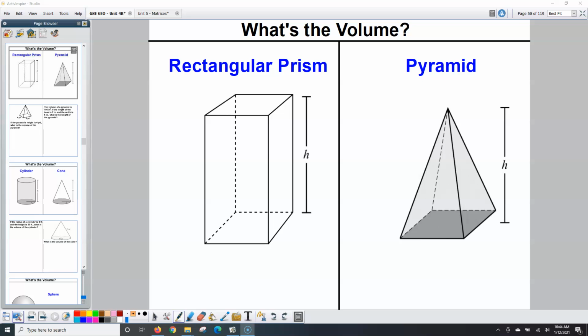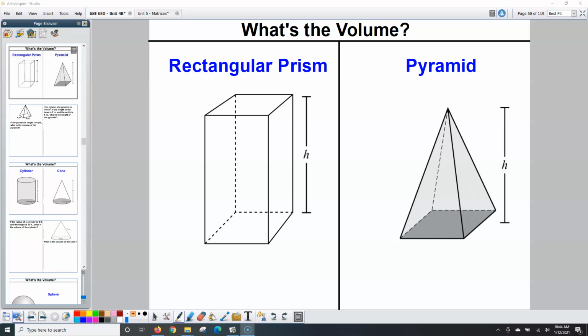Going to talk a little bit about volume. I don't think that you have the words up in blue on your notes, so go ahead and copy those down. The figure on the left is a rectangular prism. On the right, we got a pyramid, and we're going to find the volume of things like this today.